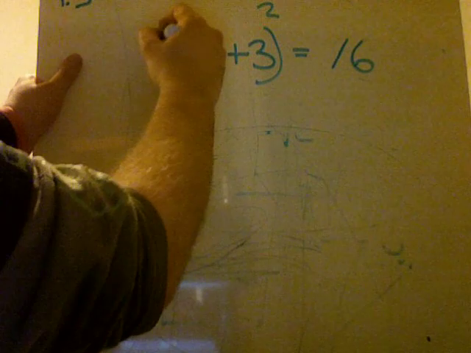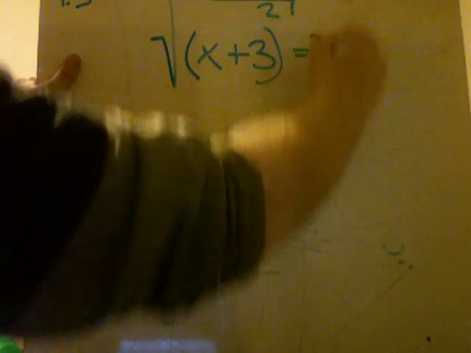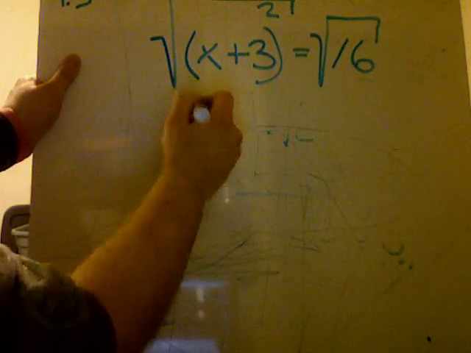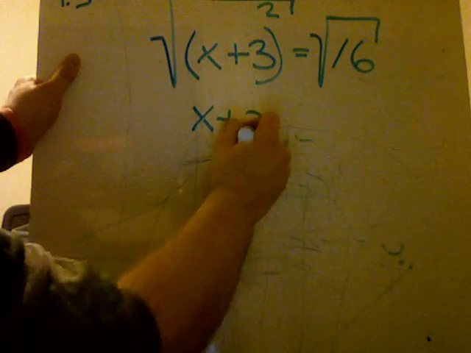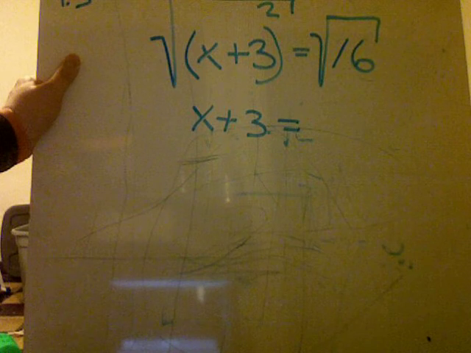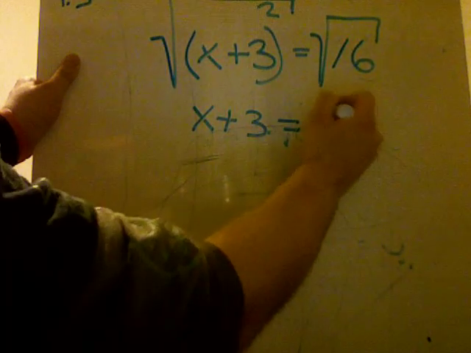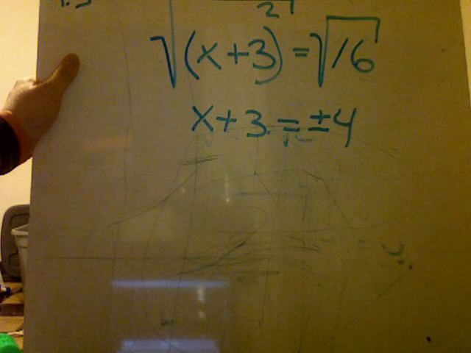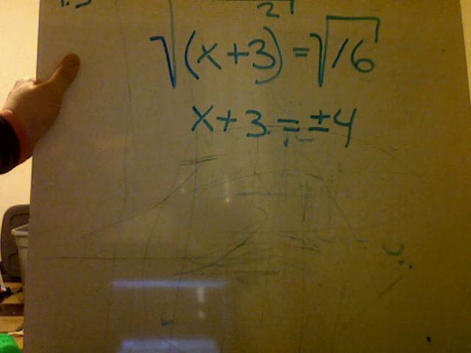So what I'm going to do is take the square root of both sides. The square root and square undo each other, and I'm left with x plus 3. Now I take the square root of 16, which is plus or minus 4. So now I've got two possible answers. They're going to be slightly different.